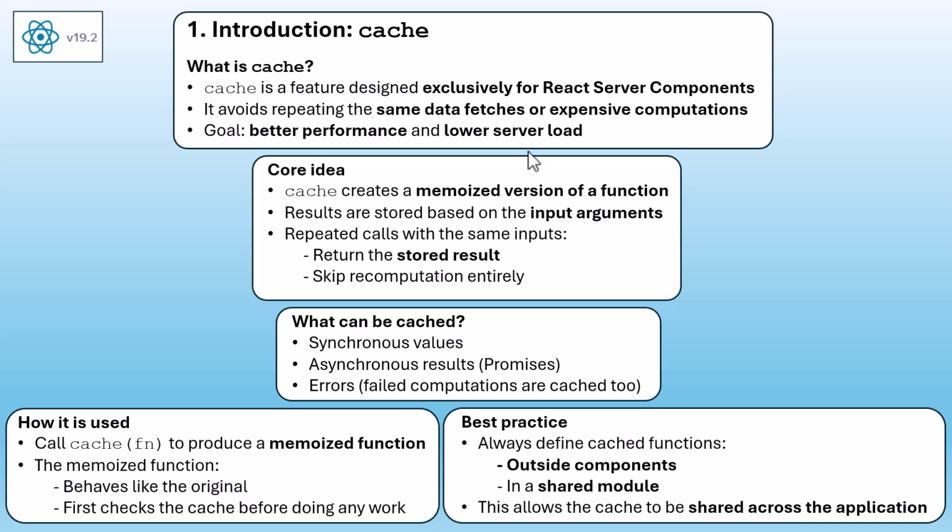Calling cache with a function produces a memoized version of that function. It should always be called outside any component so that it can be shared across the application. The memoized function behaves just like the original one, except that it checks an internal cache before performing the work.